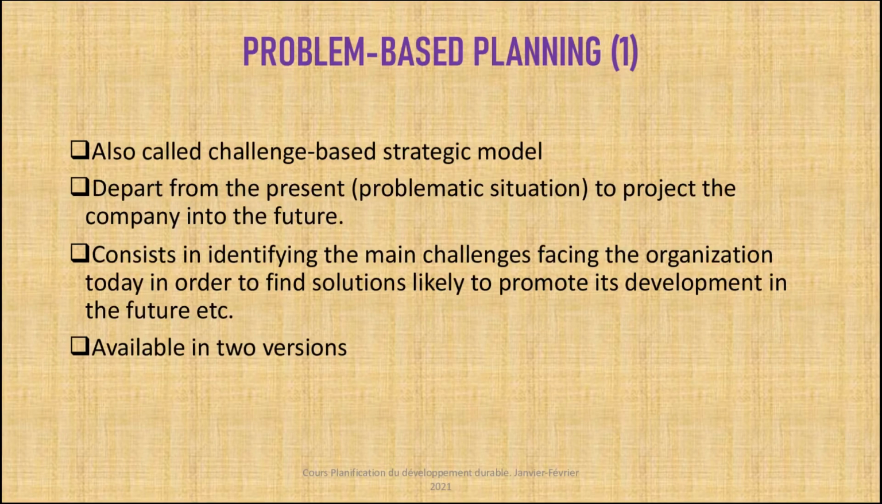The second approach is the so-called issue-based planning. It is also called challenge-based strategic model. It departs from the present, the problematic situation, to project the company into the future, which is the desired situation. It consists in identifying the main challenge facing the organization today in order to find solutions likely to promote its development in the future. And that approach is available in two versions.